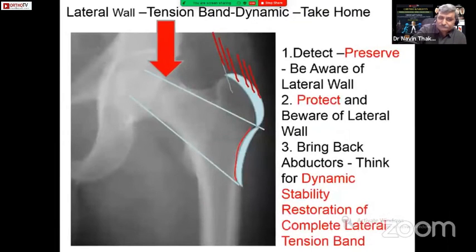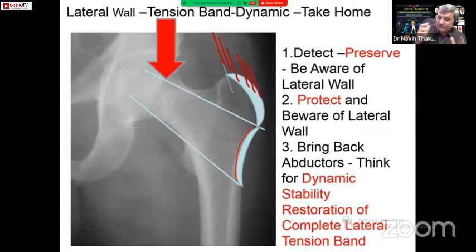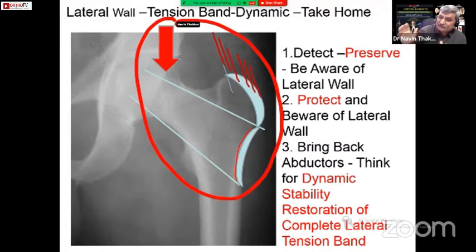So at the end, the message is detect, preserve, be aware of the lateral wall, protect, beware of the lateral wall, bring back the abductors, and think of dynamic stability, restoration of the complete tension band, not only the lateral wall. It should be a complete tension band, and then it works dynamically against the varus forces, and then it gives a very good result.